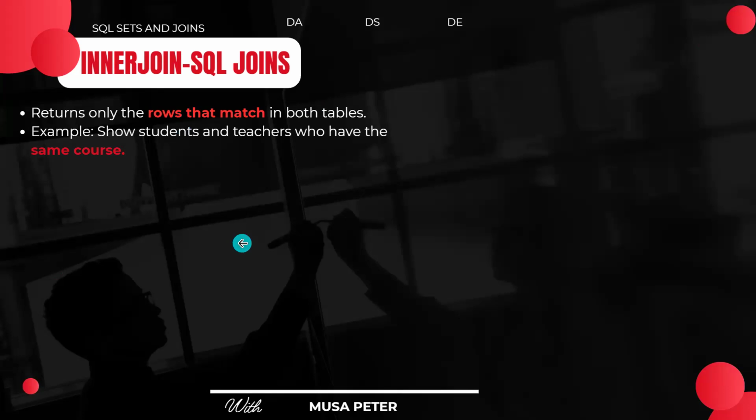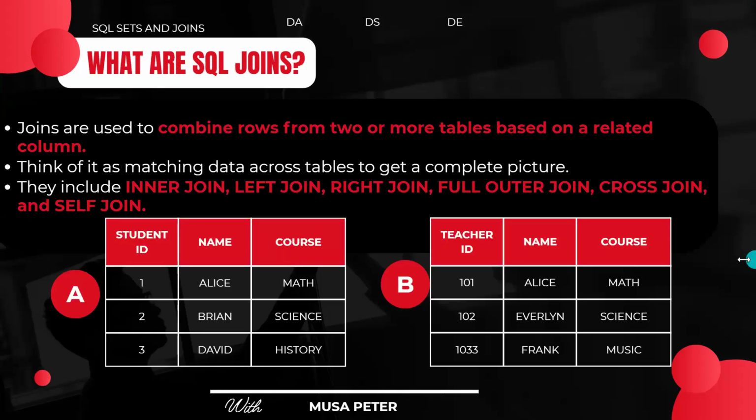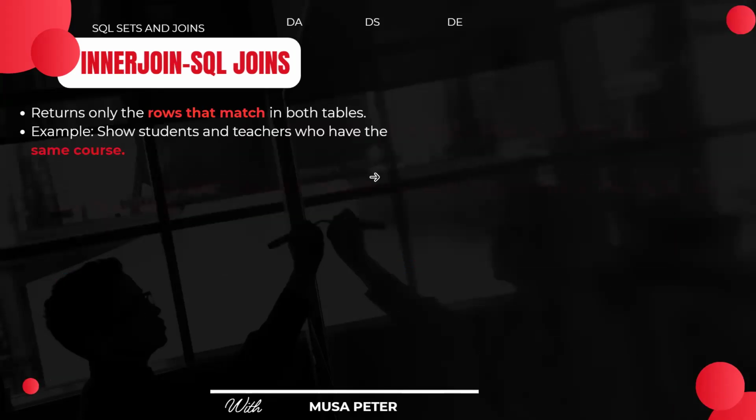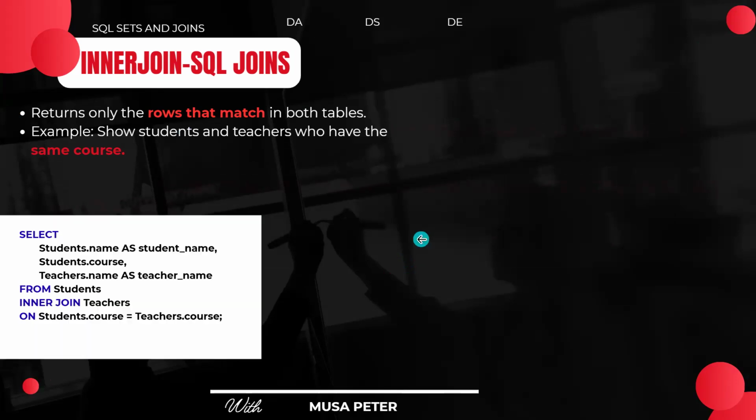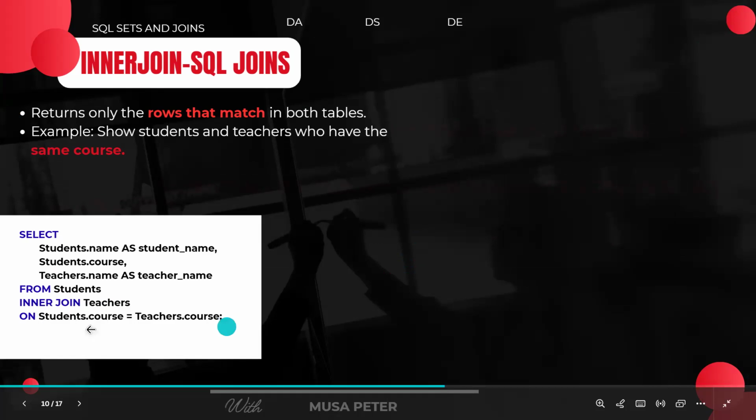Now, assume you've selected this. In this case, we want to join the students table and the teachers table. We want to join them, the students and the teachers table. And we are joining them on this condition that the cost of the student must be equal to the cost of the teachers. That is the condition. The cost of the teachers and the cost of the students must be the same.